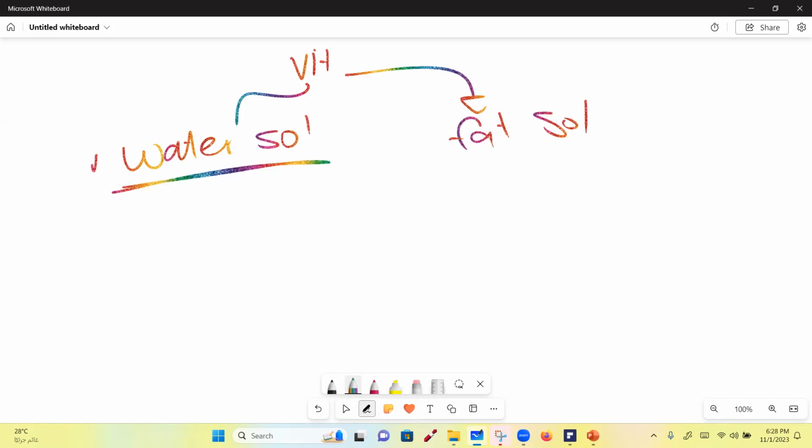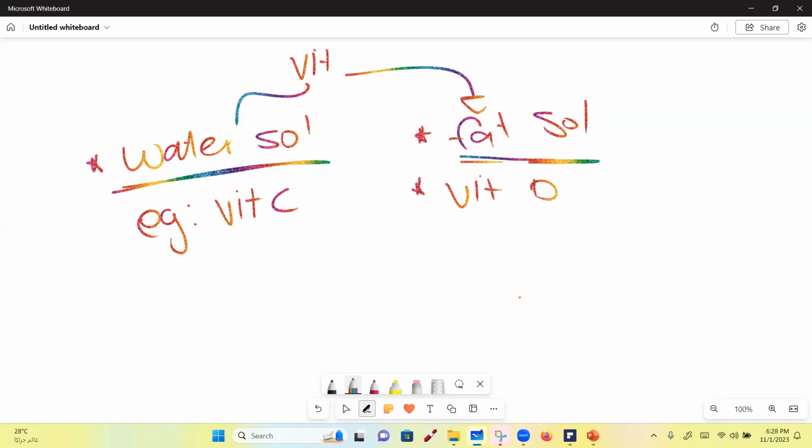Water-soluble vitamins, from the name, these are vitamins that dissolve in water. The only example that you need to know is vitamin C. Any questions about vitamin C? Vitamin C is good for your skin, for your collagen, for healthy gums, etc., etc. Now, fat-soluble vitamins, these are vitamins that are found in fats. For example, vitamin D. This is the only example that you need to know. Vitamin D is stored in your fat.